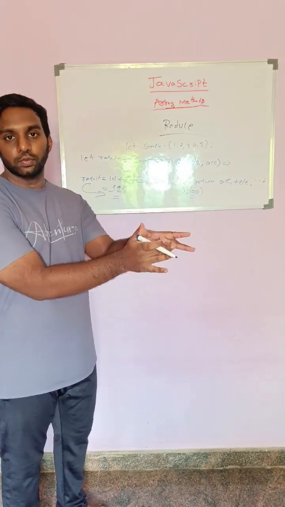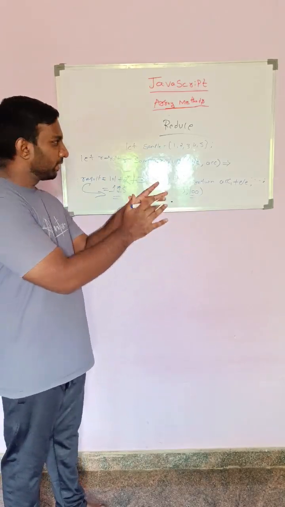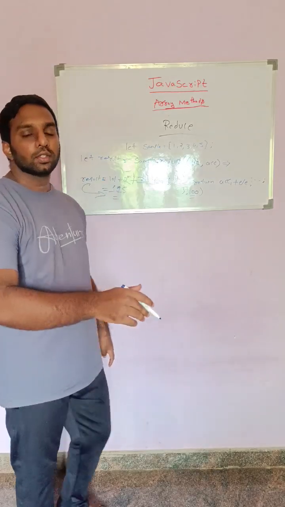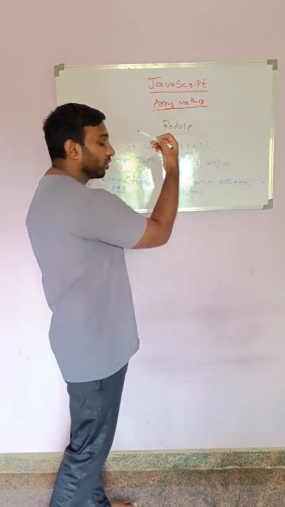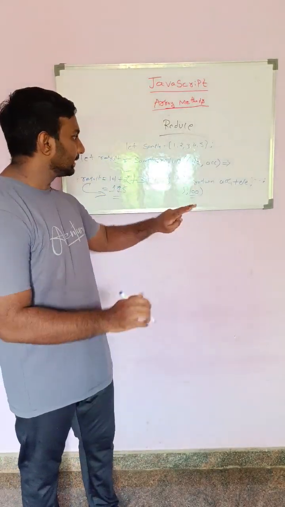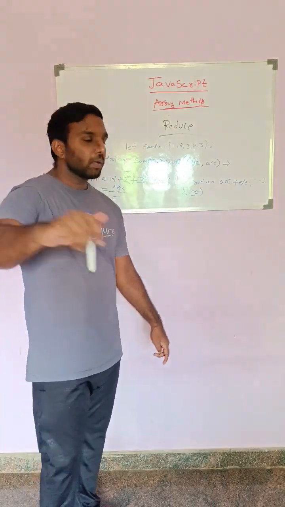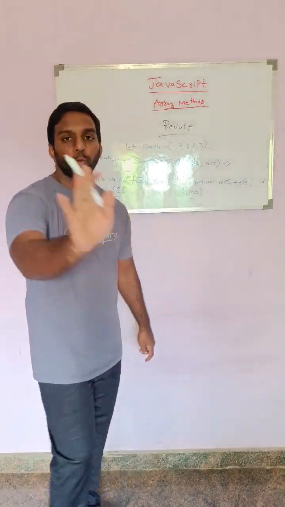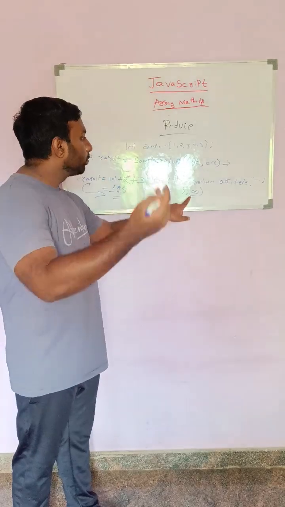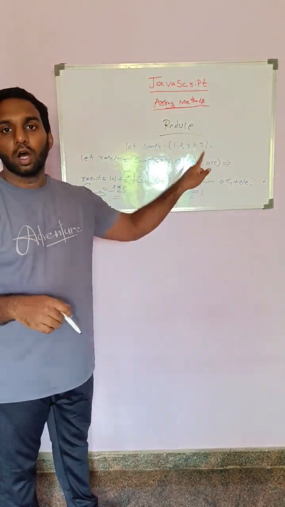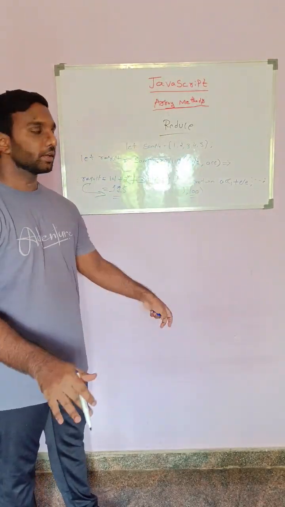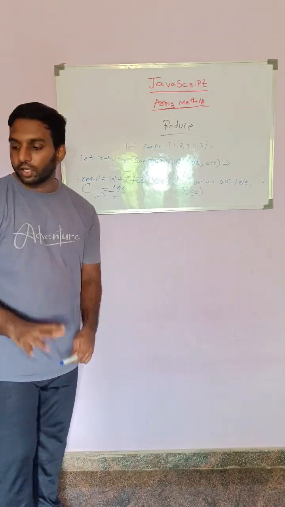Don't get confused with reduce. Everybody gets confused with map, filter, reduce, and they get confused with the arguments. You have to just remember there is one more value called accumulator. For that accumulator, you are incrementing the value over the iterations. That's it. So this is about the reduce method.